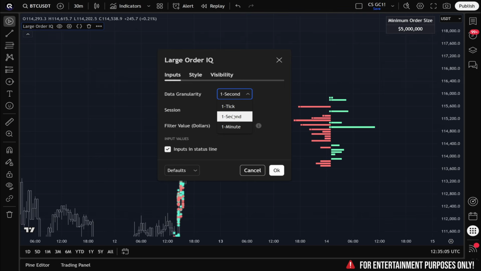There can be more than 1 tick per second, especially, of course, in a fast-moving market. But if you have a premium plan on TradingView, then 1 second will suffice. Just know that 1 second almost never equals 1 order.